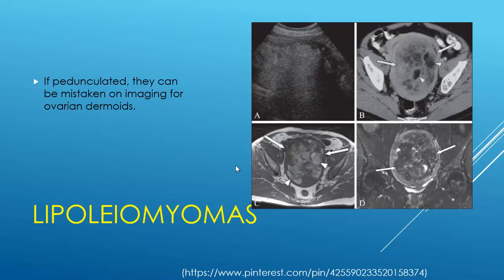This is the CT appearance of it. Here the CT appearance shows multiple hypodense spots of fat inside. And here also by MRI shows bright signal on T1 which is suppressed on fat suppression. So this is a case of pedunculated lipoleiomyoma.